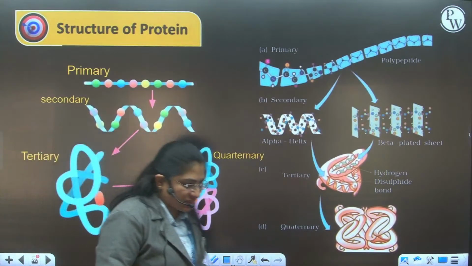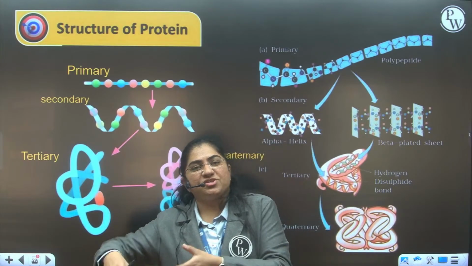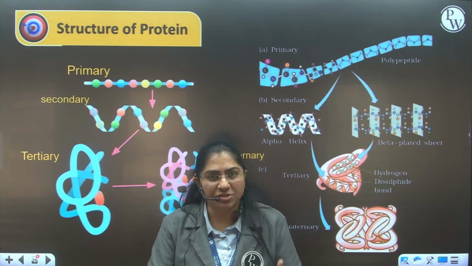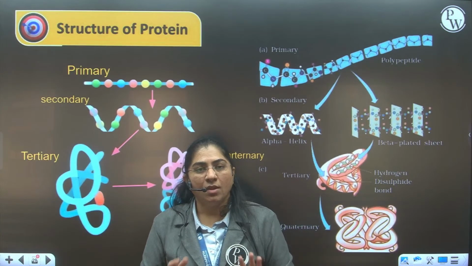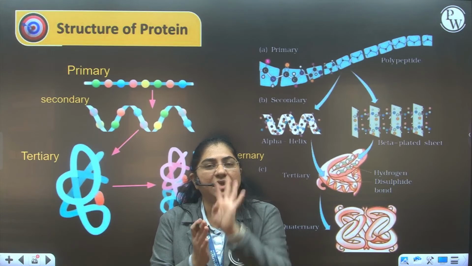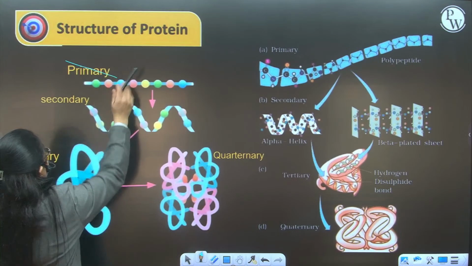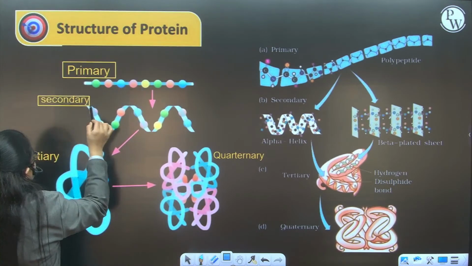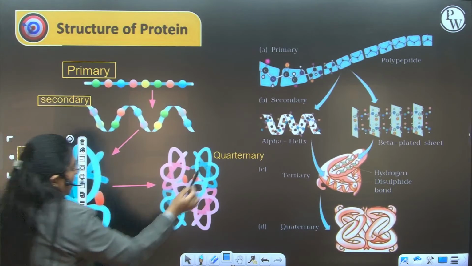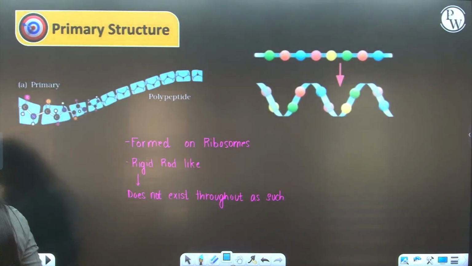Proteins, this is how proteins are formed. When we talk about the structure of protein, our chemistry friends will study structure in different ways, be it organic, inorganic, or physical. We as biologists will study it at 4 levels: the primary structure, the secondary structure, the tertiary structure, and the quaternary structure. Let us study each one of them.